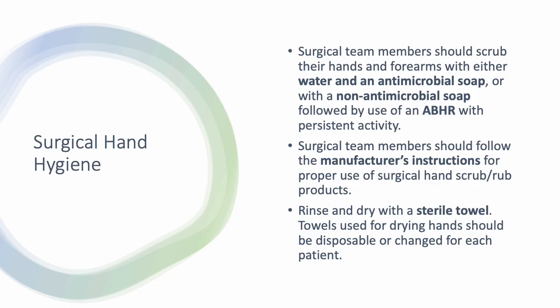So, how is hand hygiene done if you have a surgical procedure? Surgical team members should scrub their hands and forearms with either water and antimicrobial soap or with a non-antimicrobial soap followed by the use of alcohol-based hand rub with persistent activity. The surgical team member should follow the manufacturer instructions when using this material. Rinse and dry with a sterile towel. The towel used for drying hands should be disposable or changed for each patient.